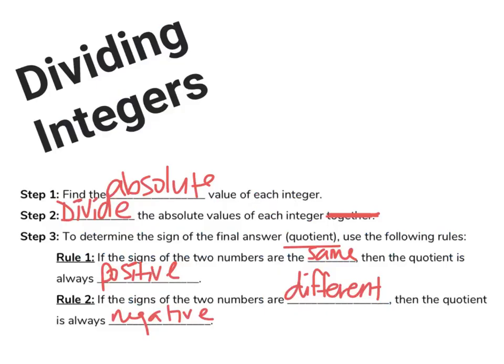So again, that's how you divide integers. Find the absolute value of each integer, divide the absolute values of each integer, and then look for the signs. If the signs are the same, then the quotient is positive. If the signs are different, then the quotient is negative.